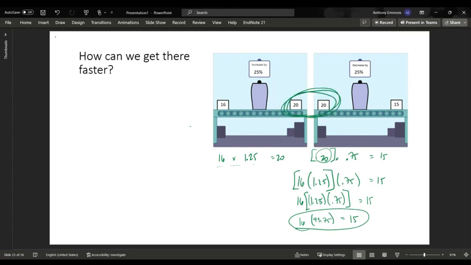If I have to do an increase followed by a decrease, I can just say to myself, well, right, this was 100%. I know that after 100%.